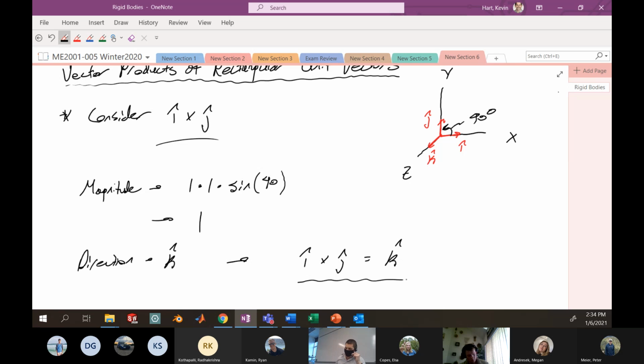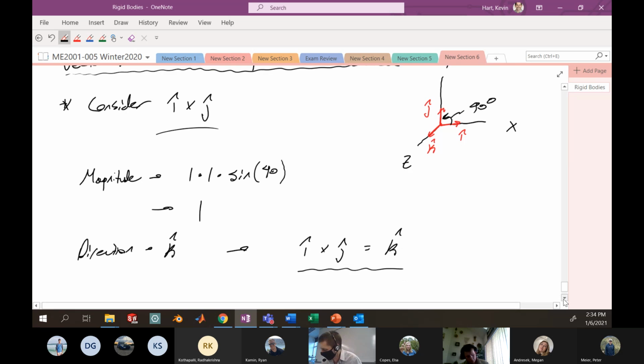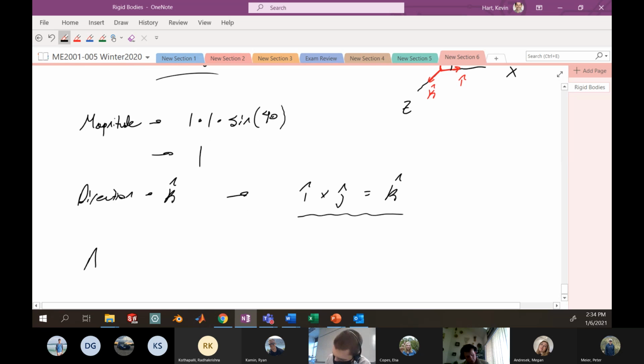We know from our rules of cross products, and you can sort of verify this yourself. If we thought about J crossed with I, what's our result going to be? Negative K. The magnitudes are all the same. The angle between them is still 90 degrees. The magnitude is 1, so the magnitude is still 1.